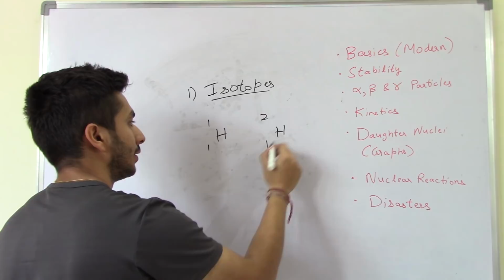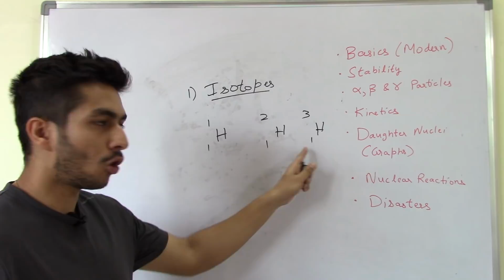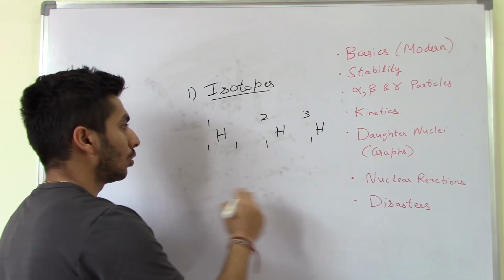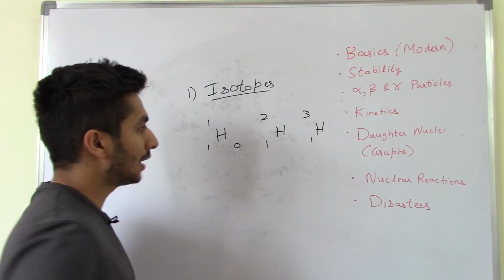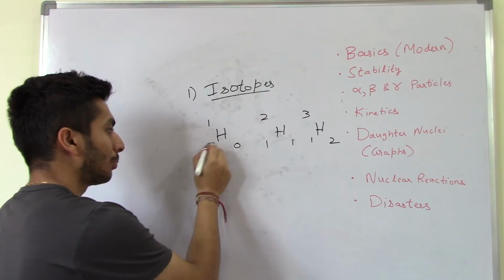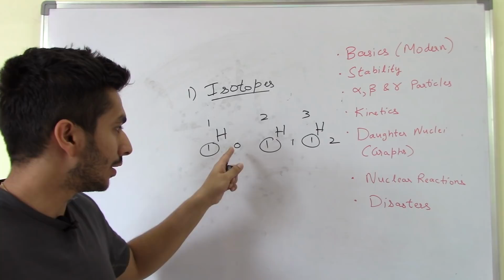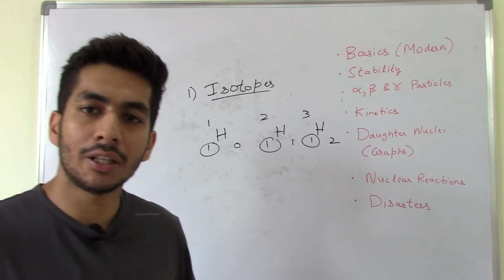They all have proton number as 1, but their neutron number differs. This one has no neutron, so I can represent it by 0. This one has one neutron and this one has two neutrons. You can see that the proton number, I'll circle the protons, in all these three cases is the same, but the neutrons are different. This has 0 neutrons, this has 1 neutron, this has 2 neutrons. So same proton number but different neutron number are called isotopes.